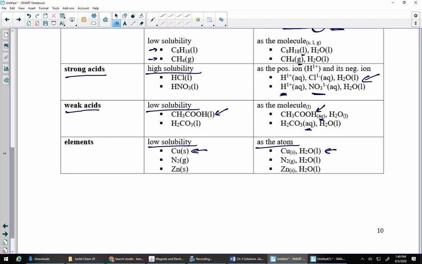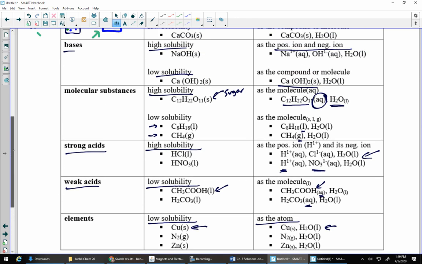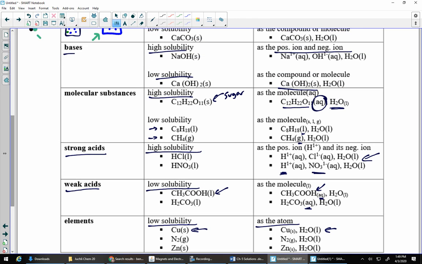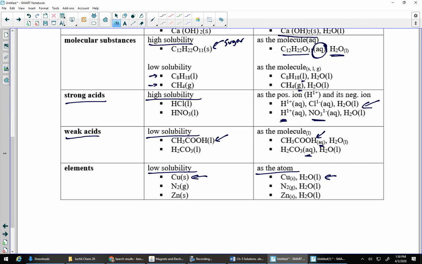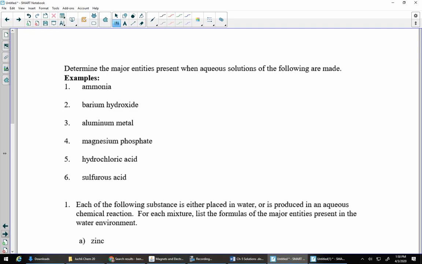Perfect. So this chart is quite the chart, but when you look at it, it's actually not that bad, right? It's definitely not that bad. So know what happens to different types of compounds when you put them in water based on their solubility, and know the major entities, or the major things, that will be present in that solution. So let's check out a couple of examples. Determine the major entities present when aqueous solutions of the following are made. So we're trying to make solutions out of each of these.